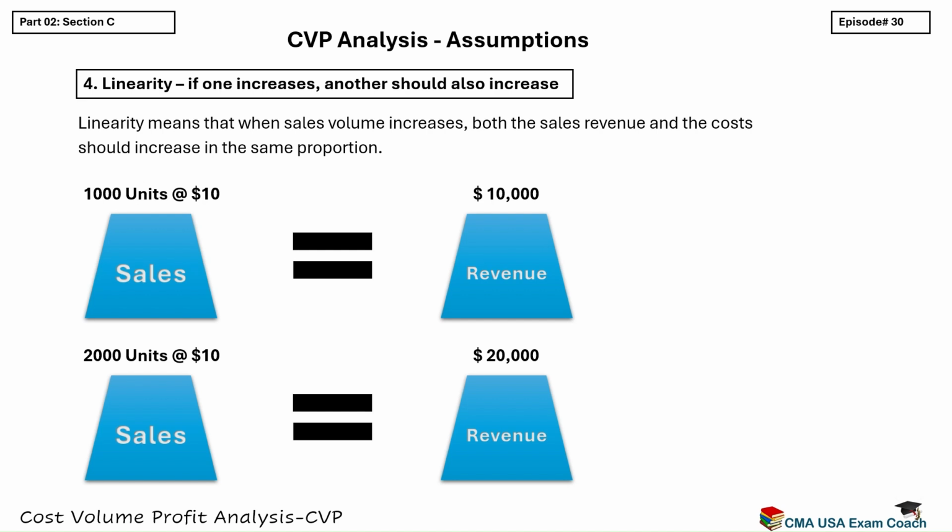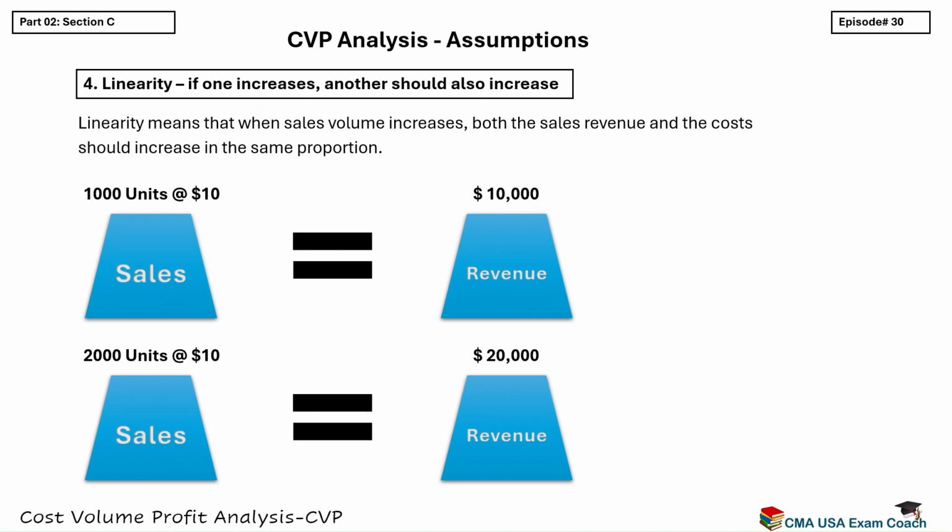This linear pattern helps us to predict outcomes more easily. We assume that each extra unit brings the same amount of revenue and cost. There are no discounts, no extra fixed expenses, and no changes in cost per unit. That's what we mean by linearity. It also means fixed costs remain fixed, and variable costs per unit remain constant, even as production or sales increase. In the real world, of course, some of these things may not stay exactly the same. But in CVP analysis, we make this assumption to simplify the model and allow us to perform calculations.